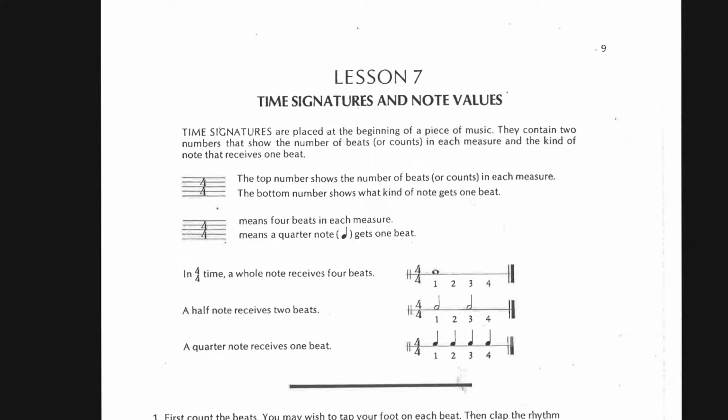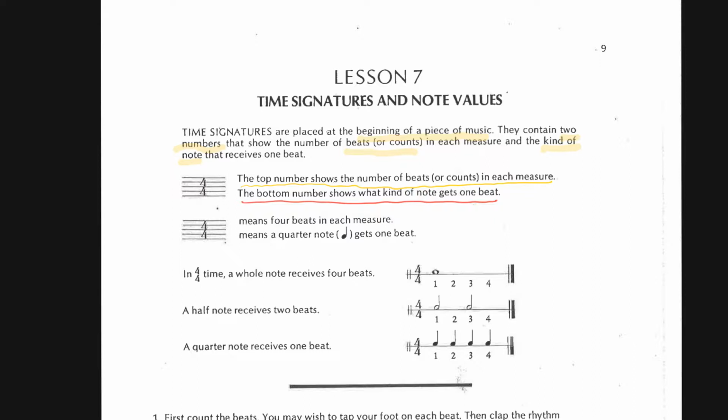All right, so they're at the beginning of a piece of music. Two numbers that show the beats or counts and the kind of note that receives the beat. The top number shows the number of beats or counts in each measure. The bottom number shows what kind of note gets one beat. So the top number, beats in the measure; bottom number, what kind of note gets the beat. Again, two numbers, at the beginning of the song.